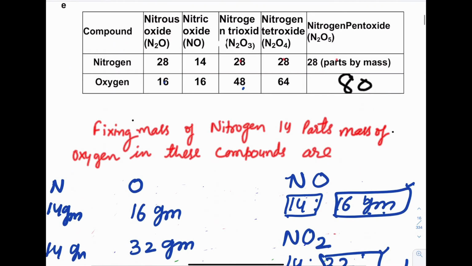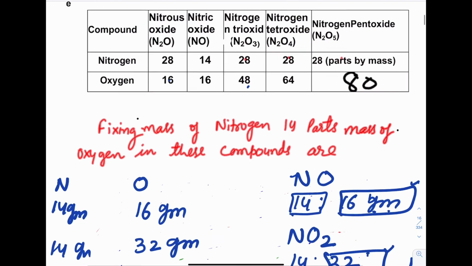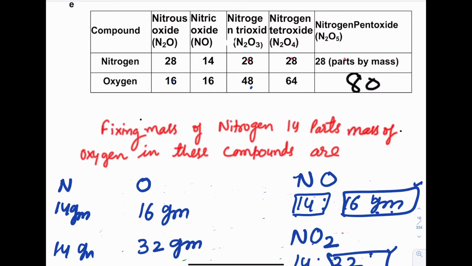For example, in this question, nitrogen forms different oxides with oxygen. Here N2O, NO, N2O3, N2O4, N2O5. In N2O, 2 nitrogen, 1 oxygen. 2 nitrogen is 28, 1 oxygen is 16. 2 nitrogen react with 16 oxygen, then 1 nitrogen will react with how much oxygen? 8 oxygen.